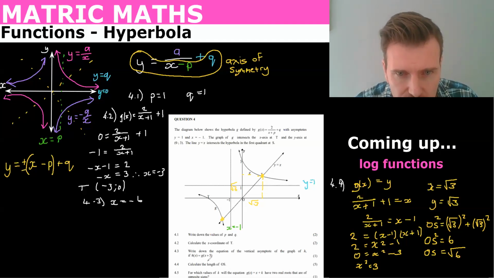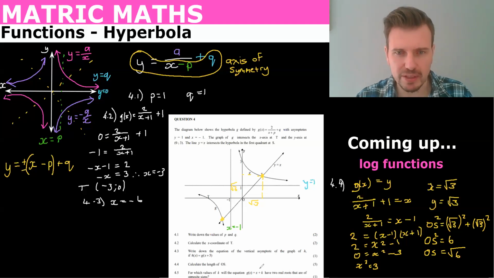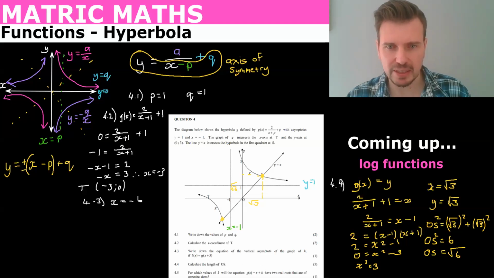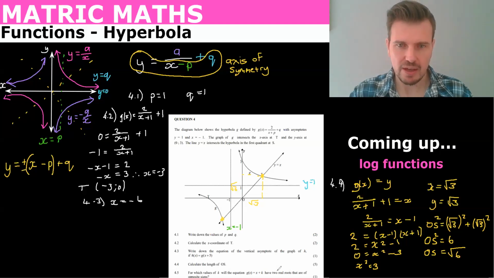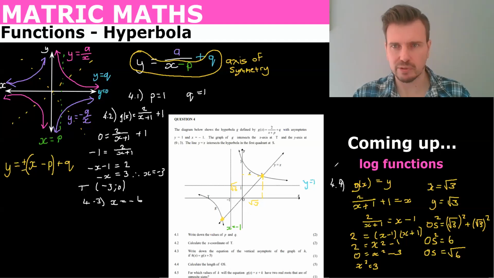It says, for which values of k will the equation g of x equals x plus k have 2 real roots that are opposite signs? So what are they saying? So g of x is this hyperbola. And they're saying if you plus k, so in other words, if you shift it by k, when will it have 2 real roots that have opposite signs?